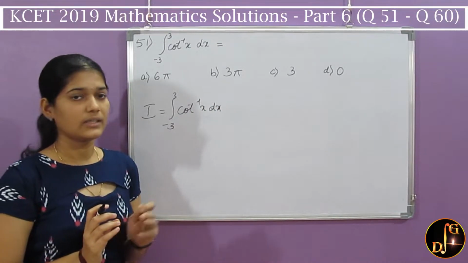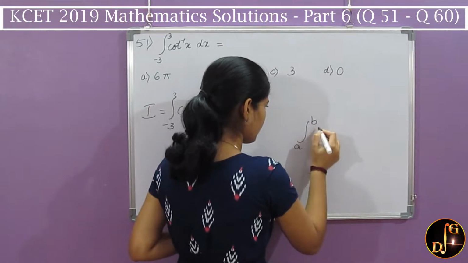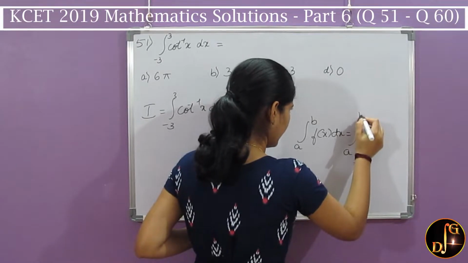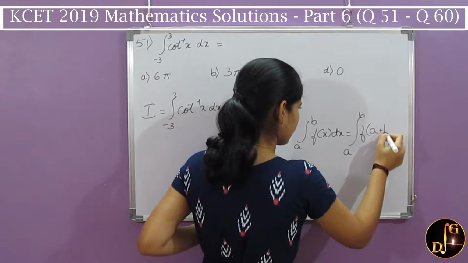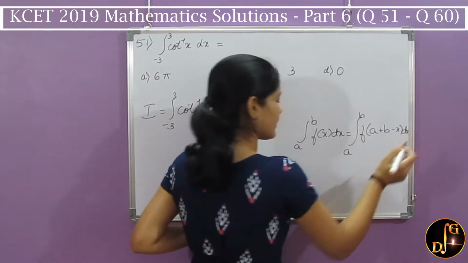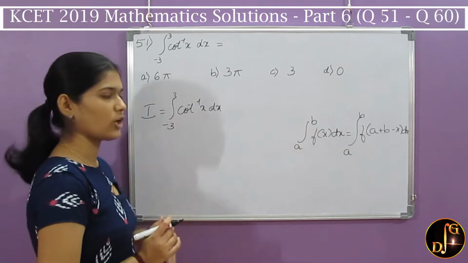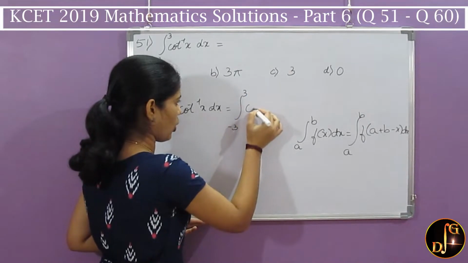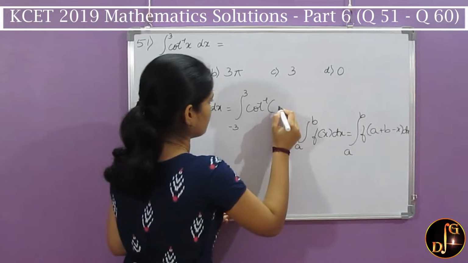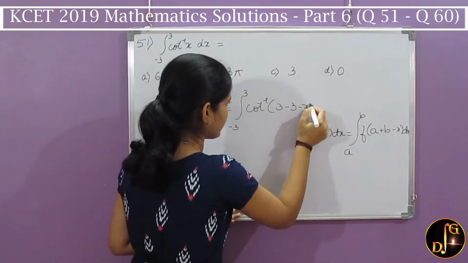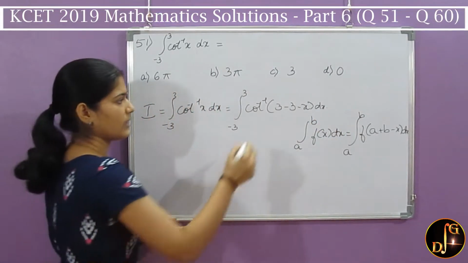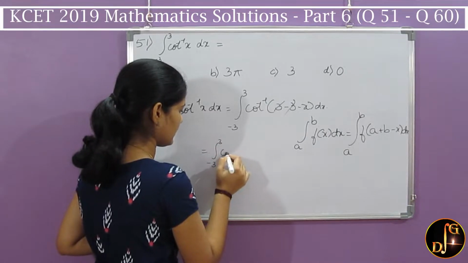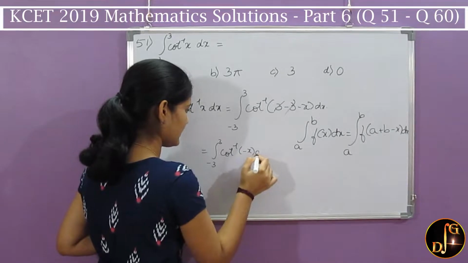Then we know that if we have integration from a to b of f of x dx, then it is equal to integration from a to b of f of a plus b minus x dx, right? Let's use this formula to solve this problem. Then it will be integration from -3 to 3 of cot inverse of 3 minus 3 minus x dx, right? 3 and minus 3 get cancelled. So it will be integration from -3 to 3 of cot inverse of minus x dx.